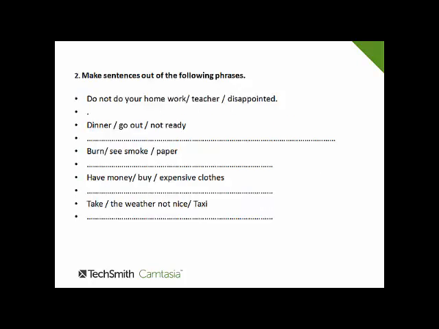Second exercise. Make sentences out of the following phrases. So we have here scrambled phrases. For example, do not do your homework, teacher disappointed. So what I want you to do is try to make a condition out of this and then a possible or an inevitable result, in a sense. So we can say, if you do not do your homework, the teacher feels disappointed.